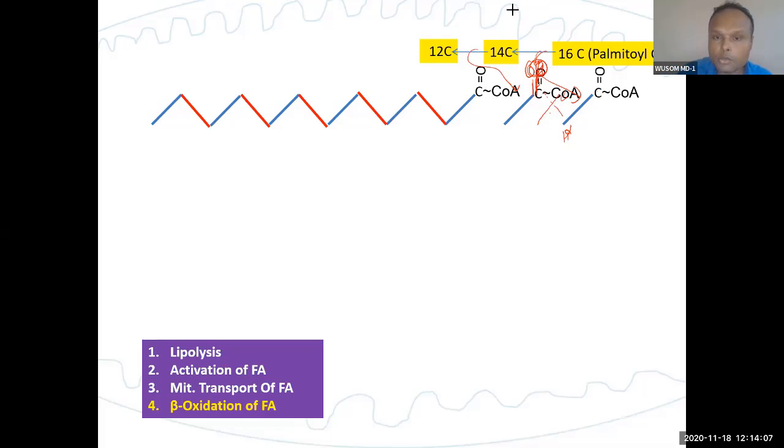Now, during beta oxidation, before this it was the same compound, this fatty acyl coenzyme A, a long chain fatty acid. This long chain fatty acid will convert into the 16 carbon, which is also a long chain fatty acid. Again, this will convert into 12, which is also long chain.